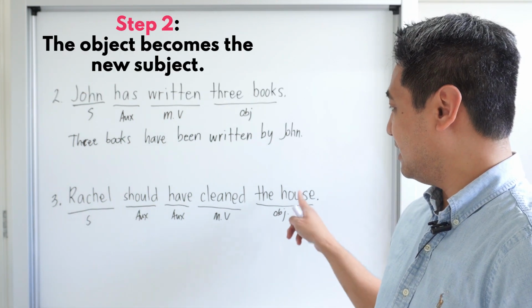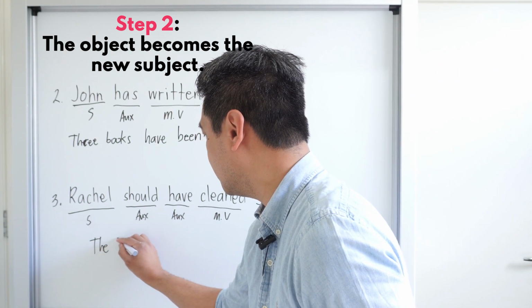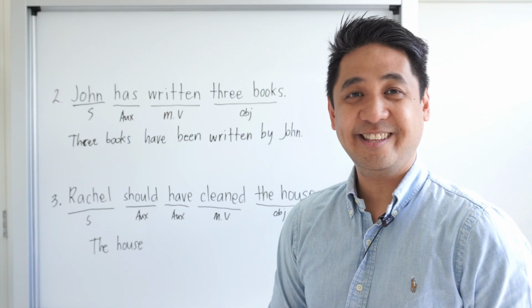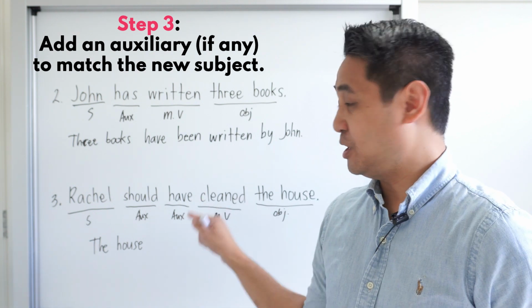Step 2, the object becomes the new subject. So in our sentence, the house becomes the new subject. The house. Step 2, complete.